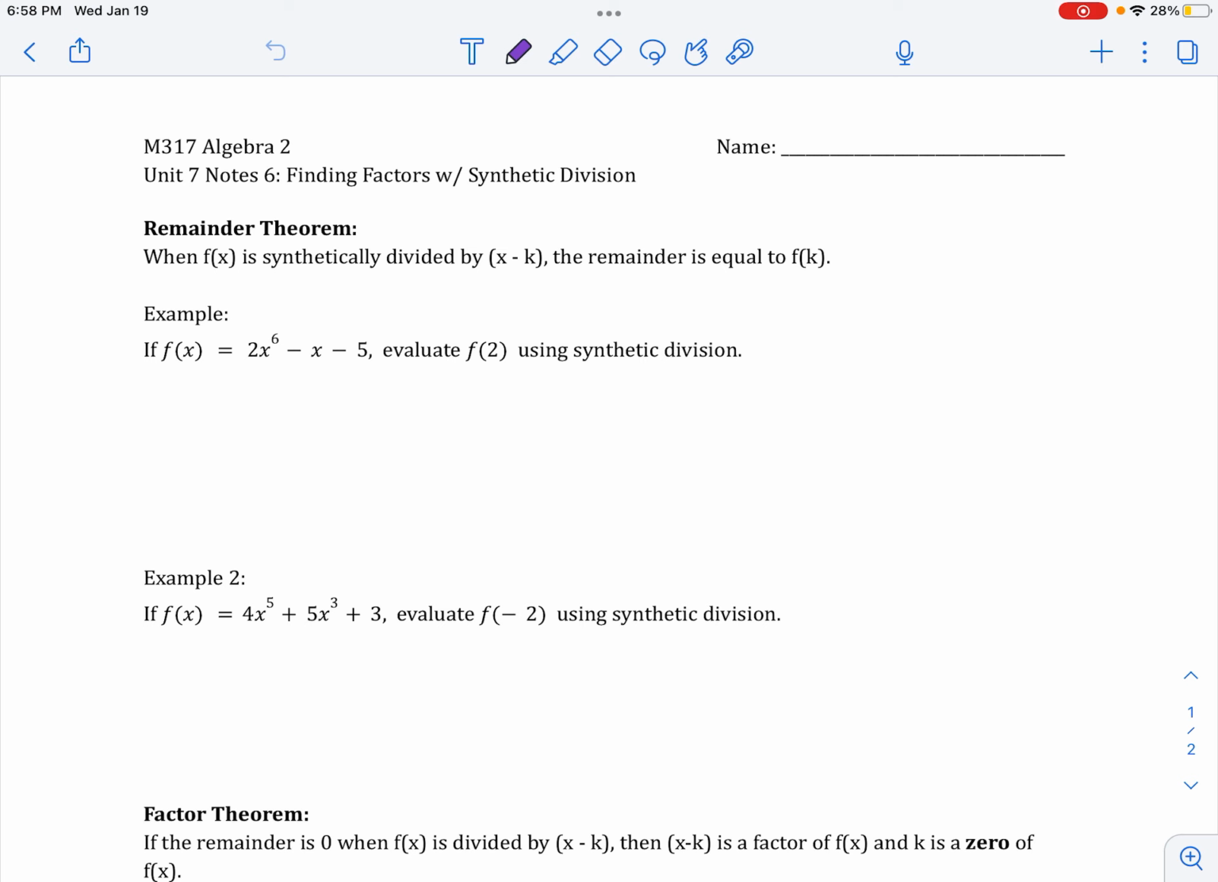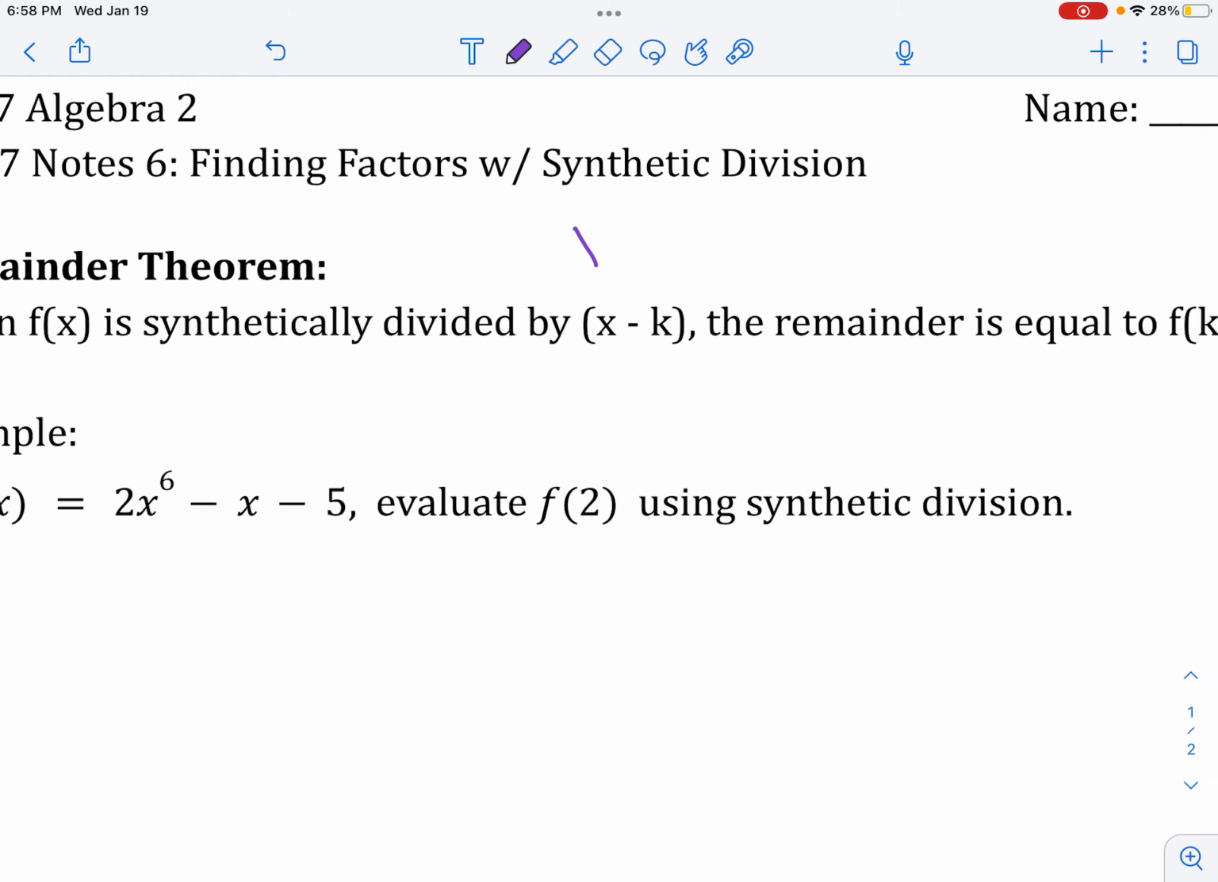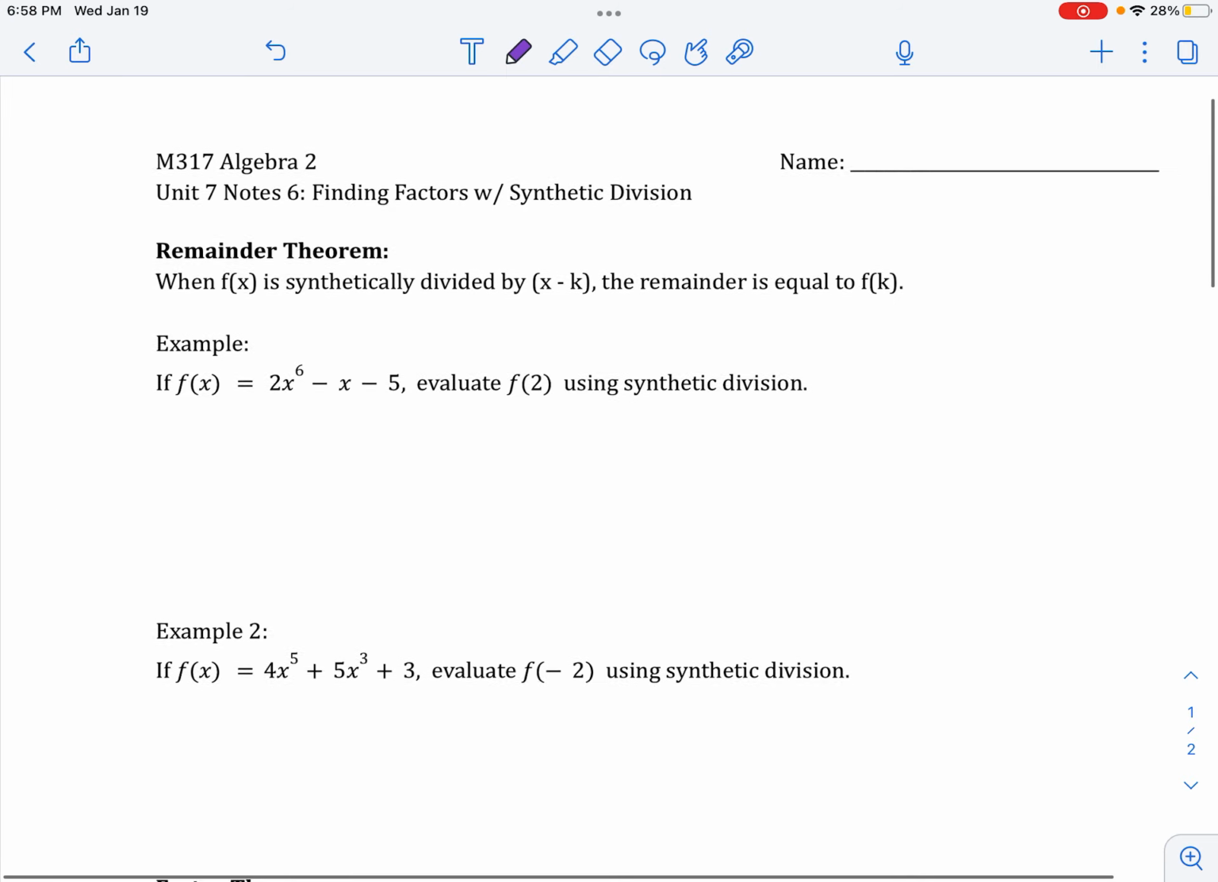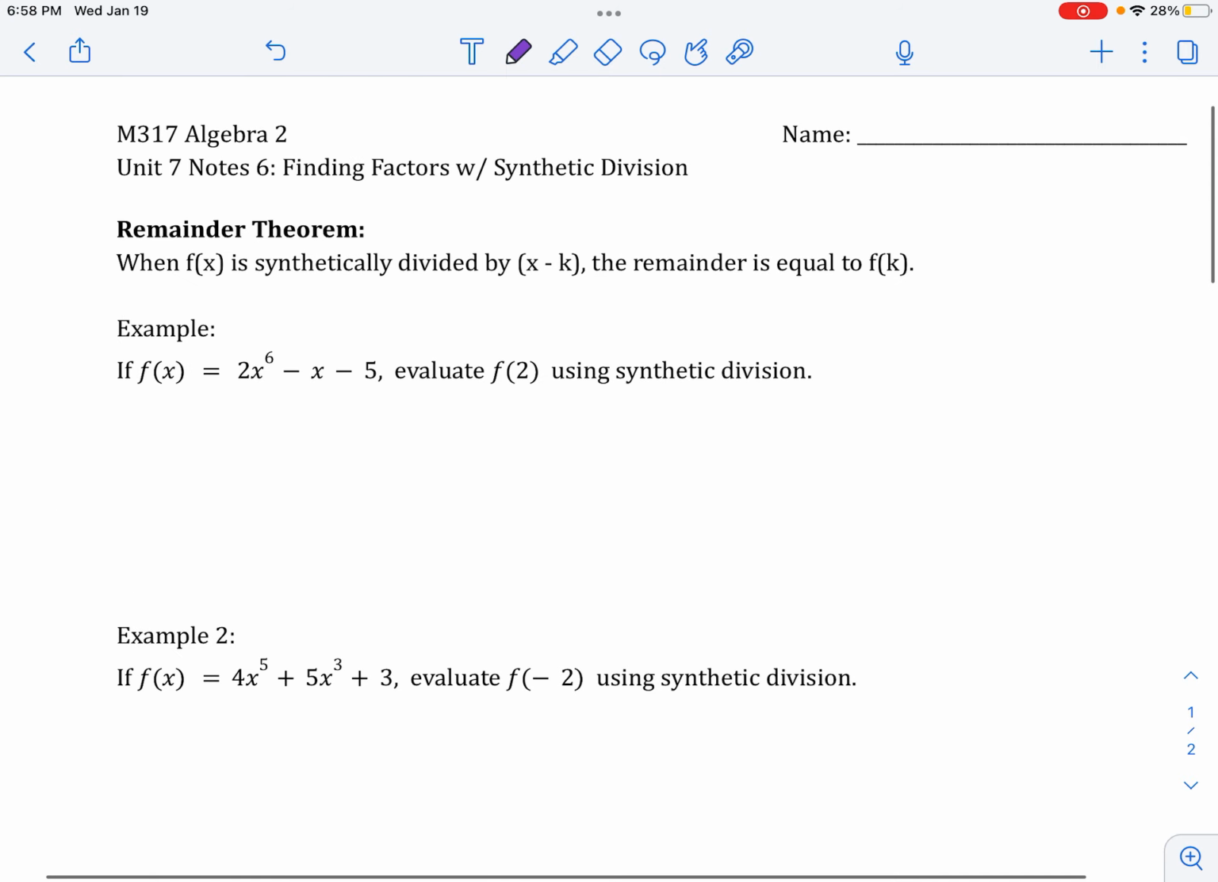So we've seen synthetic division a decent amount, right? We take our factor, flip whatever number that is. So, for example, if I give you x minus 2, it becomes 2. If it was x plus 2, it becomes negative 2 that we divide by. So we've seen synthetic division, we know that process, and now we're going to use it to actually find out if something is a factor.